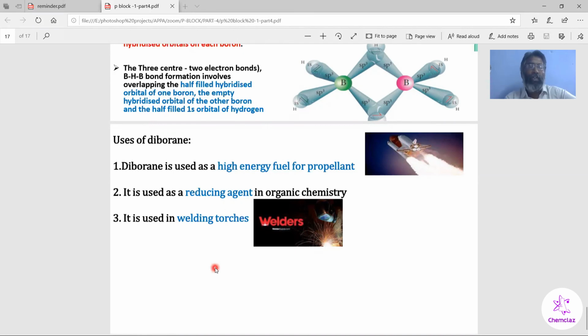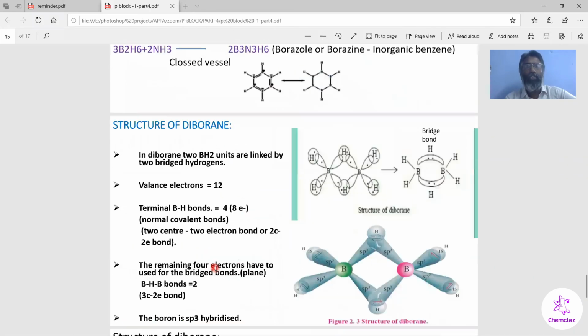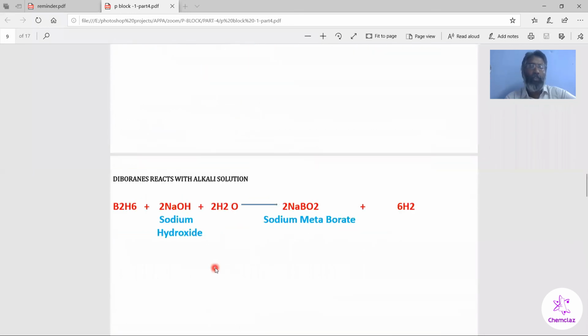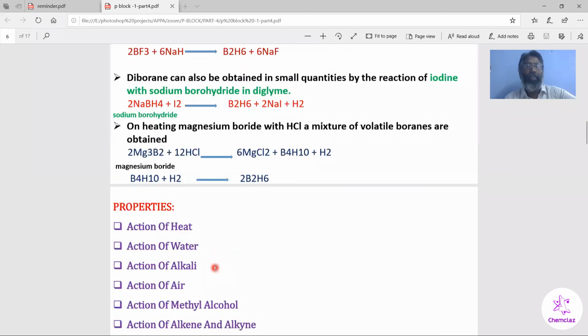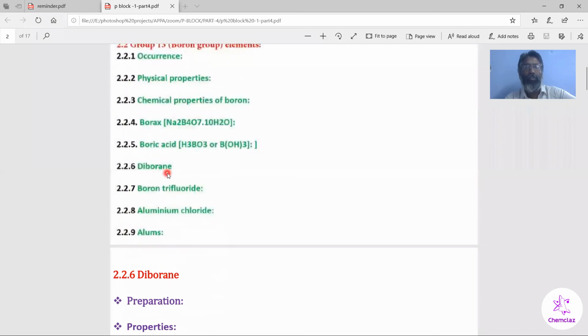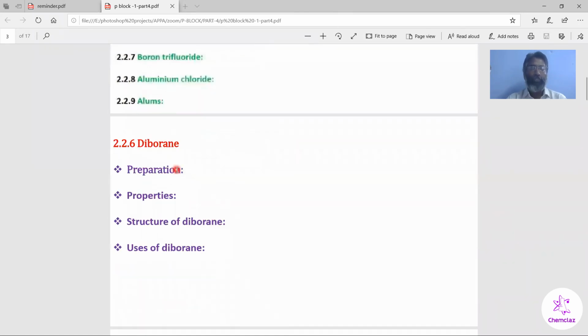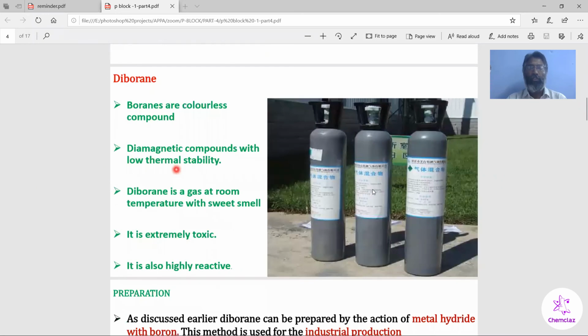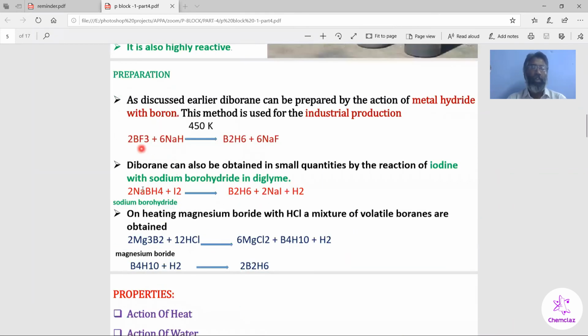So today we finished the diborane compound. Diborane is one of the compounds of boron. In the previous class we finished boric acid and borax, so this is the third compound, diborane. Diborane is nothing but a boron hydride compound. We covered preparation, properties, structure and uses. It is a colorless gas with a sweet smell and is highly toxic in nature. In the preparation, it can be prepared from boron trifluoride, sodium borohydride, and magnesium boride.